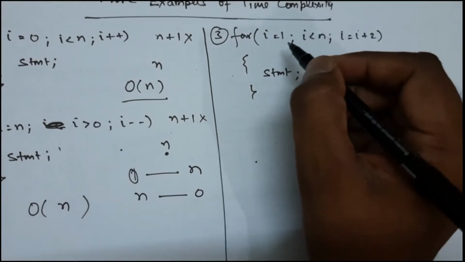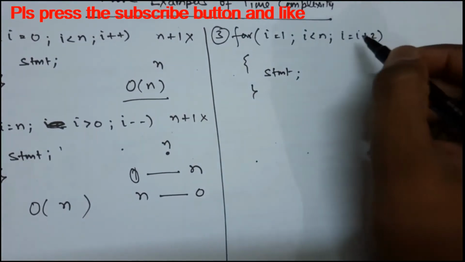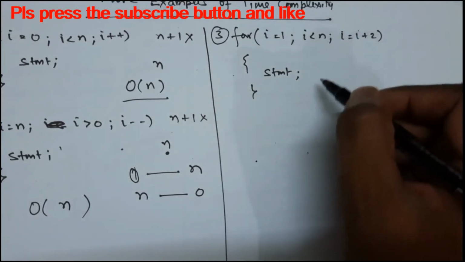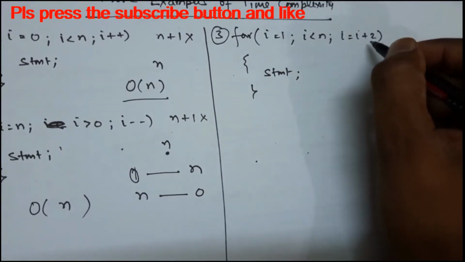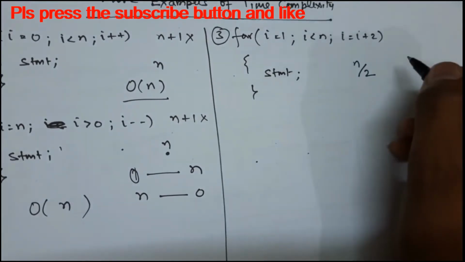Next, i equals 1 and we are going up to i less than n, but here i is updating by i equals i plus 2. So this loop will not be running for n times. Since it is updating by i equals i plus 2, this statement will be repeated for n by 2 times.